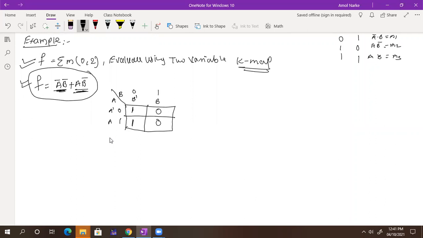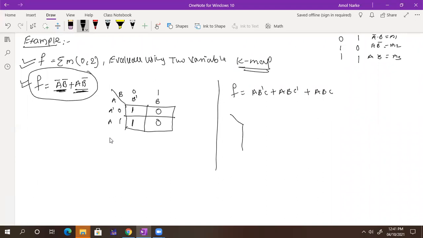Now you need to make a grouping. Suppose you have three variables. F is equal to, suppose I am talking about A complement B complement C plus A B C complement plus A B C only. That is three 1s. So first I find out what these values are. So I write down the table for three variables.